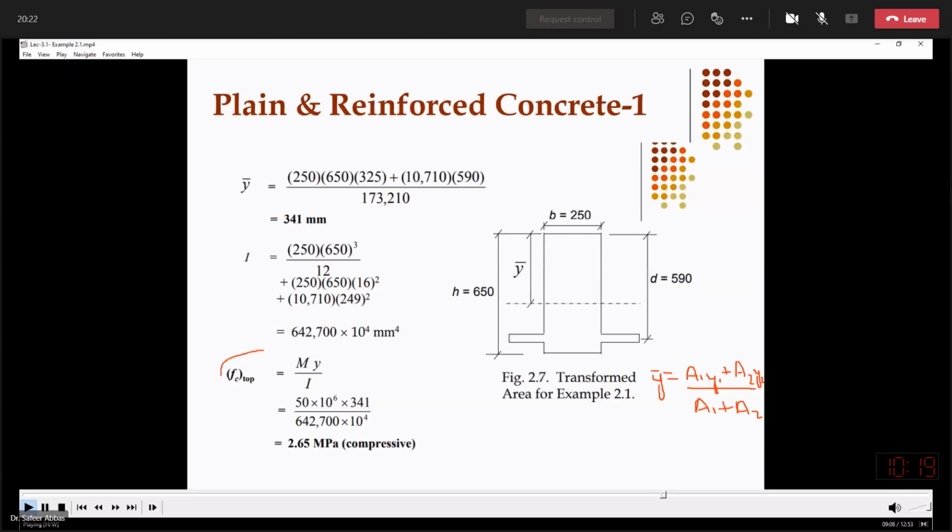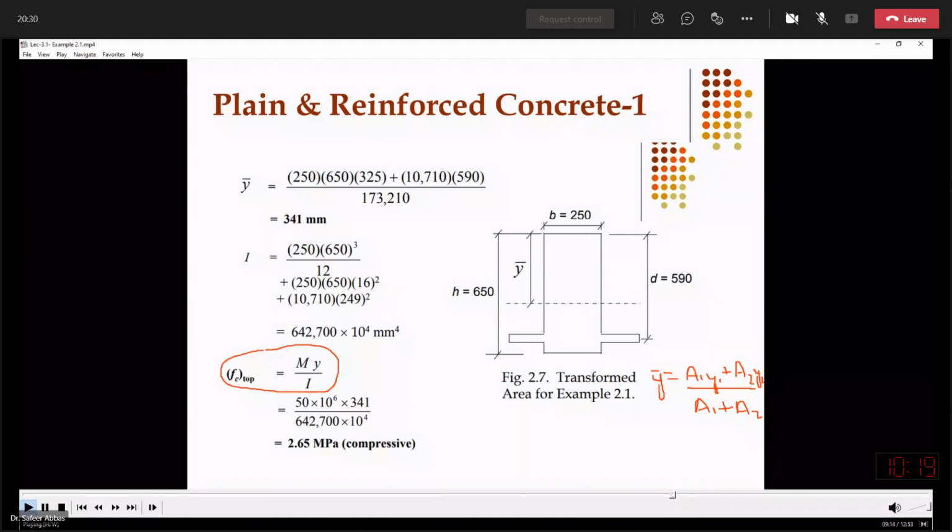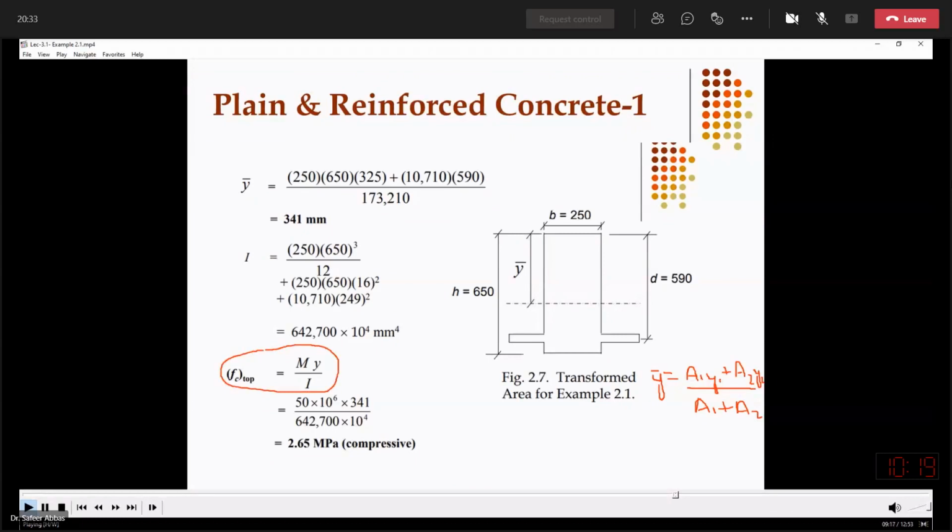So stress at the top, we know that flexural stress is My over I. M we have been given, that is 50 kilonewton meter. So we convert it into Newton millimeter by multiplying by 10 to the power 6. So basically we are converting Newton meters into Newton millimeters. Multiply by 341, the y distance, which is this one from here to this one, divided by I, which we have just calculated. So we will get stress at the top 2.65 megapascal in compression.